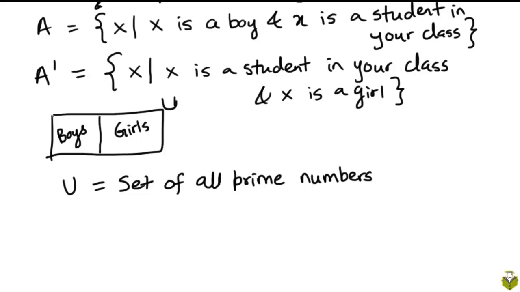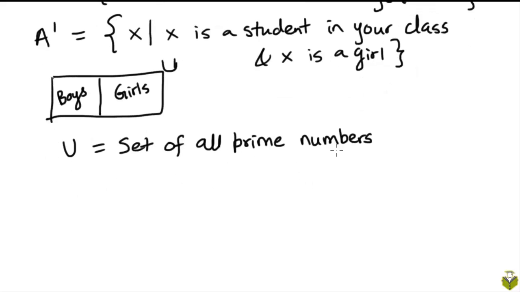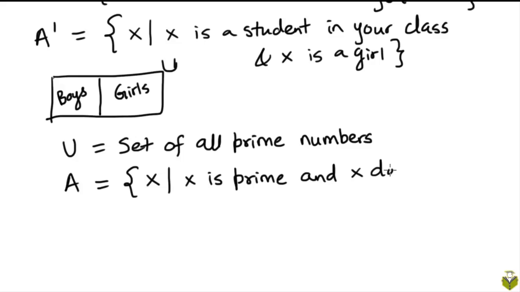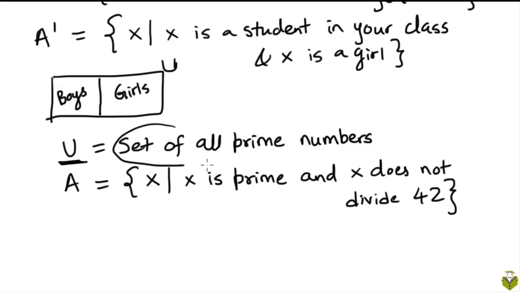Let's take another example. Suppose U is the set of all prime numbers and A is the set of all numbers X such that X is prime and X does not divide the number 42. So note that A is assumed to be a subset of U because we have defined a universal set here. So we don't have to specify that these numbers X will be positive because it's understood from the definition of the universal set that we're only talking about prime numbers here.